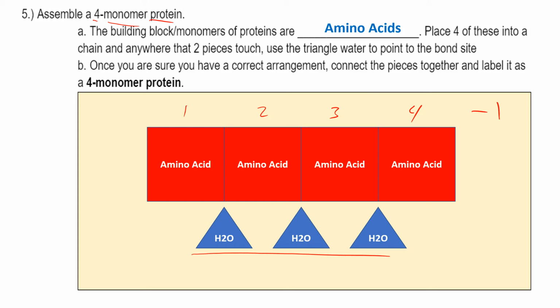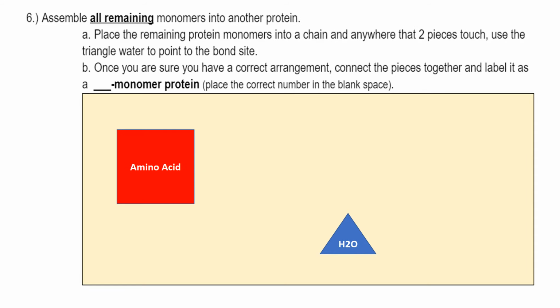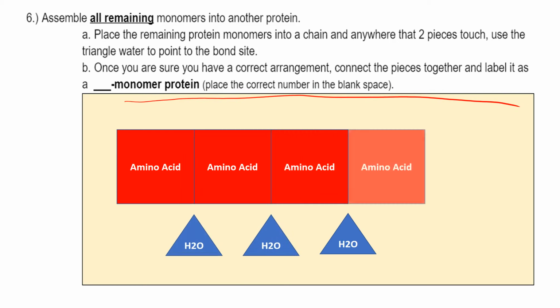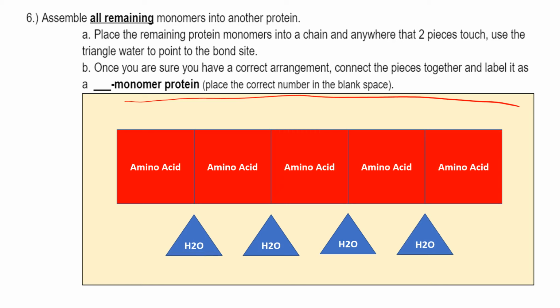Okay. Number 6, assemble all remaining monomers into another protein. Same thing. Your bag might have like 7, someone else's bag might have 6 or 8. Just take all your amino acids and make a straight chain. Okay, you'll make a straight chain of amino acids. And everywhere that 2 amino acids touch, show a water leaving. Okay?